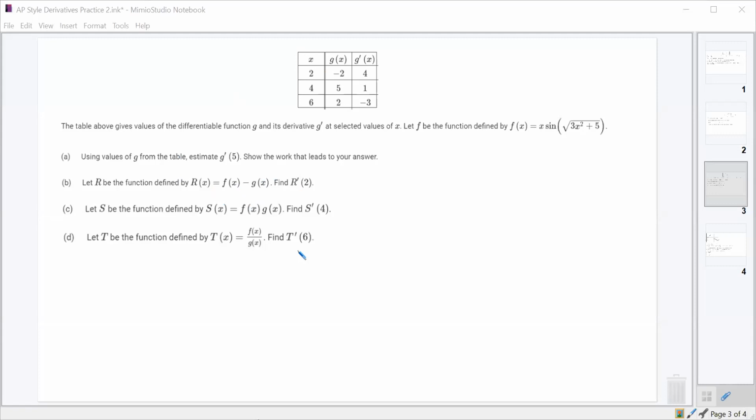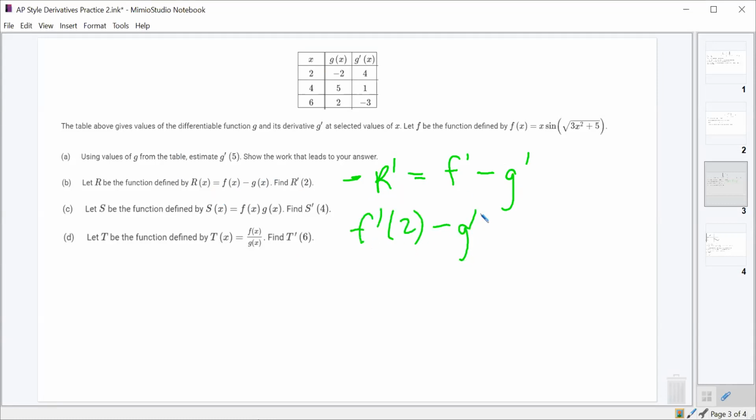So for part B, we're looking at a new function, capital R. And capital R is f minus g. We want to find r prime of 2. So r prime ought to equal just f prime minus g prime. And so if we're going to evaluate r prime at 2, then we need to evaluate this at 2. So this would be f prime of 2 minus g prime of 2.